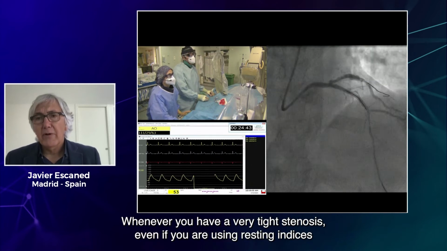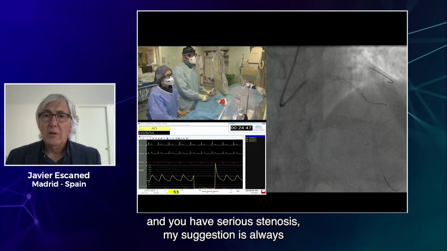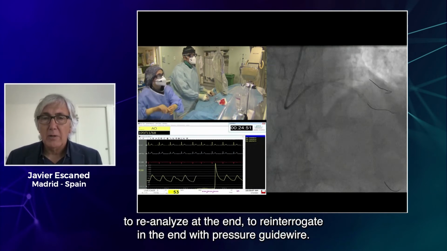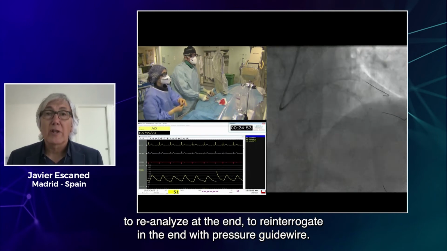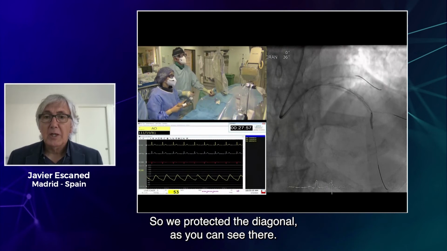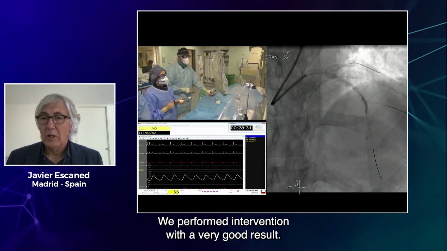Whenever you have very tight stenosis, even if you're using resting indexes, and you have serial stenosis, my suggestion is always to reinterrogate at the end with a pressure guide wire. So we protected the diagonal, as you can see there. We performed the intervention, and then it was very good. We obtained a very good result.